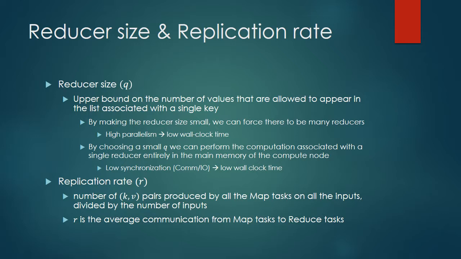The first thing we should think about is the reducer size, which we're going to represent by Q. The reducer size is the upper bound of the number of values, key-value pairs basically, that are allowed to appear at any given reducer. So we sort of did this analysis just now, for any given reducer. In word count, this will be the number of words that actually exist, and in that case it's not symmetric.